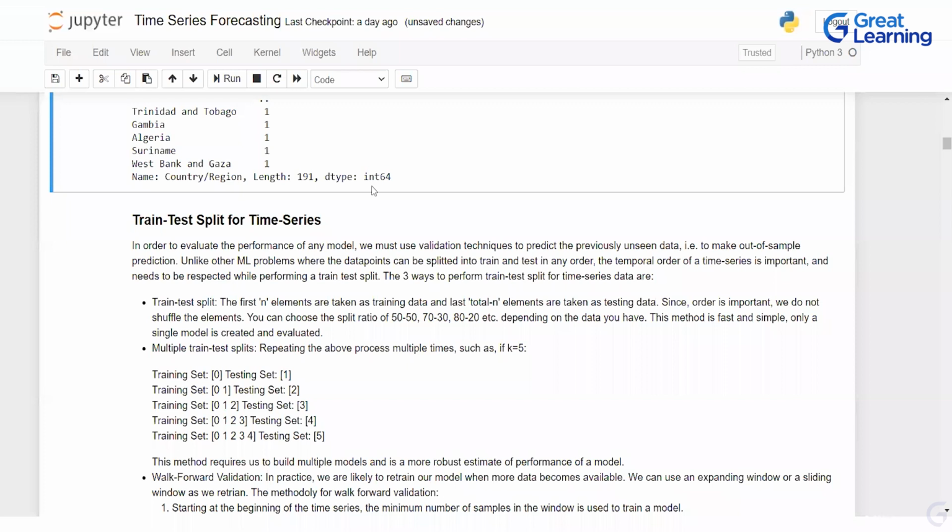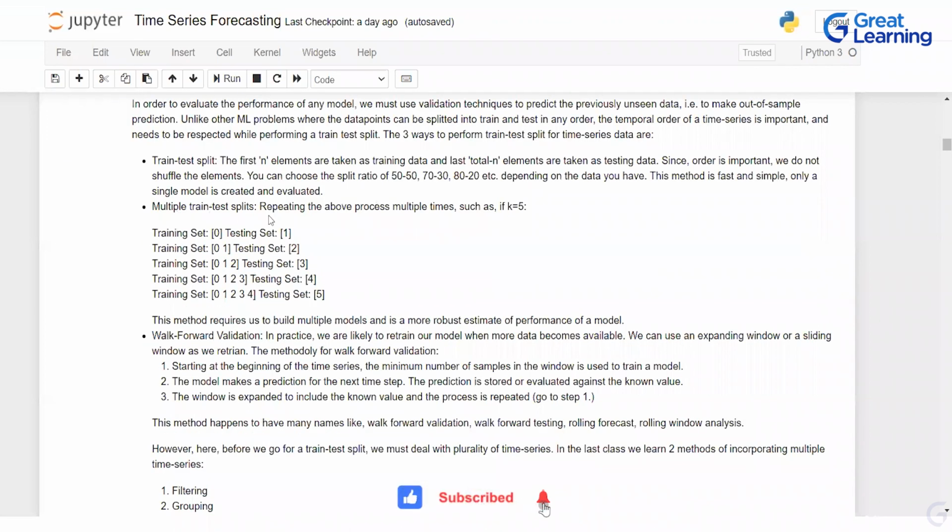50-50 is not that much entertained, but yes, you can do. So the one train test split is this. Second is multiple train test split. Within the train, let's say I have 5 data points. First data point I'm making training, second I'm making testing. Then I will combine this over here, training, and the next one will go as test. Like this, I am having different testing. This is known as multiple train test split. This is also one of the ways to do this train test split.